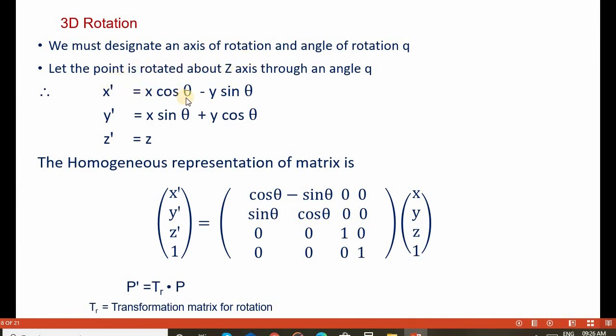So x dash equals x cos theta minus y sin theta, y dash equals x sin theta plus y cos theta, and z dash equals z. So in 3D rotation, the homogeneous matrix representation is x dash, y dash, z dash, 1 equal to cos theta, minus sin theta, 0, 0; sin theta, cos theta, 0, 0; 0, 0, 1, 0; 0, 0, 0, 1, multiplied by x, y, z, 1. After simplifying this equation, we have P dash equal to Tr into P. P is the initial value and P dash is the rotated value. Tr is the transformation, that is, the rotation matrix.